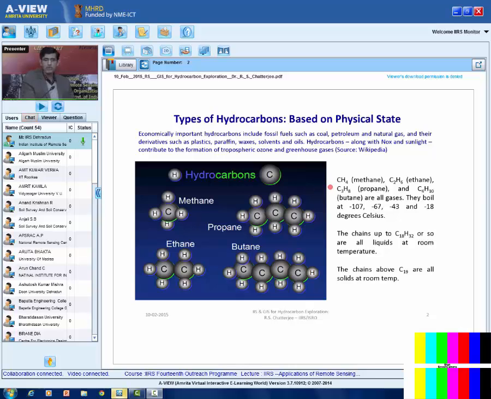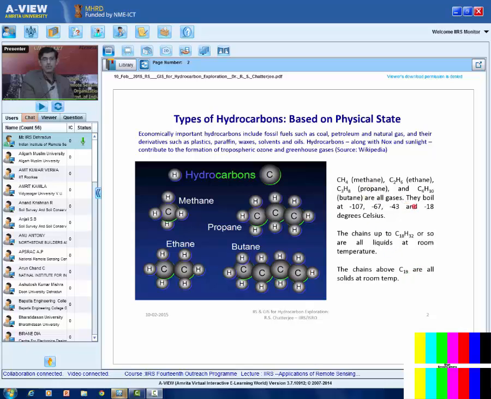Now, depending on the number of carbon atoms involved in the chain, there are 3 types of hydrocarbons. First is up to 4 carbons, like CH4, C2H6, C3H8, up to butane. They are basically gases at room temperature. And when the chains are a little longer, even up to C18, they are liquids at room temperature. And when the chains are very, very long, beyond C19, so more than 19 carbons in the chain, they are solids at room temperature.